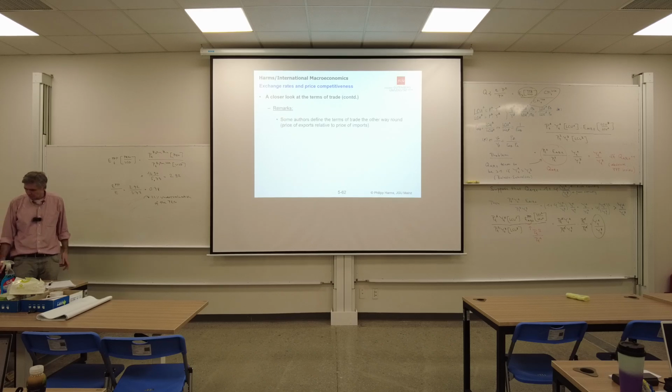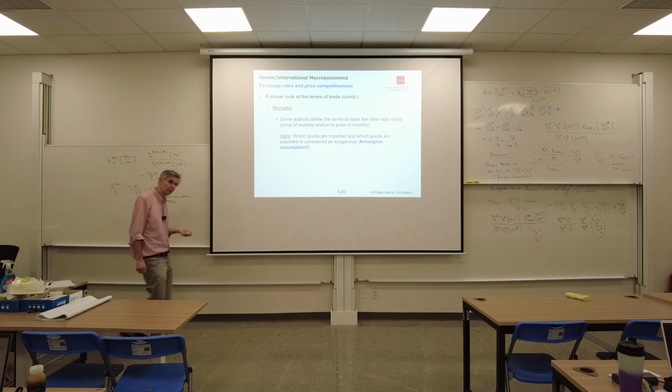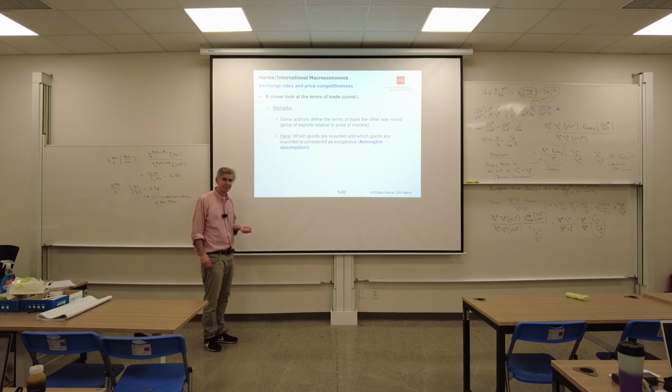Now, remarks. Some authors define the terms of trade the other way around, price of exports relative to price of imports. You just have to know how it's defined, and you have to get used to it. Here we assume which goods are imported and which goods are exported is considered as exogenous. This is important, right? Because trade economists, I made that remark shortly before the lunch break, hate the Armington assumption.